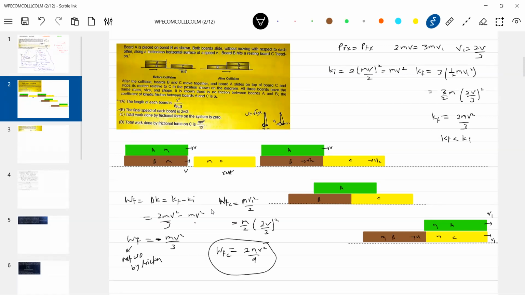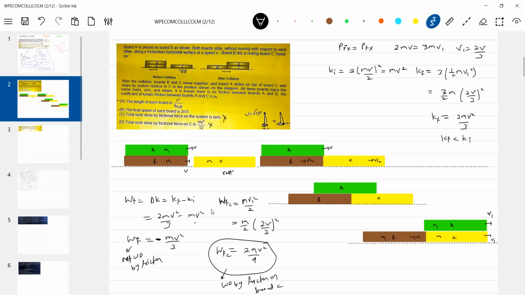It does positive work on the block C. So what is this? Work done by friction on board C. There's a net work done by friction. This one. So the final speed of each board is 2v by 3. Okay, there's no problem. Okay, we ended up with this one. The total work done by frictional force on the system is 0. Okay, this is ruled out.